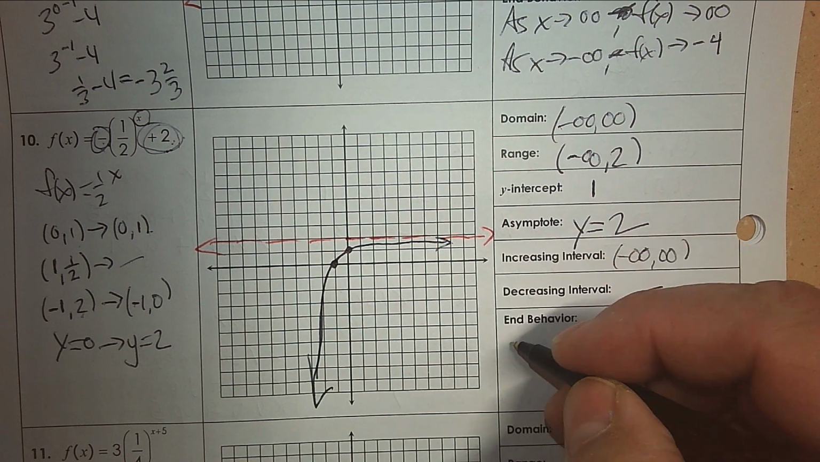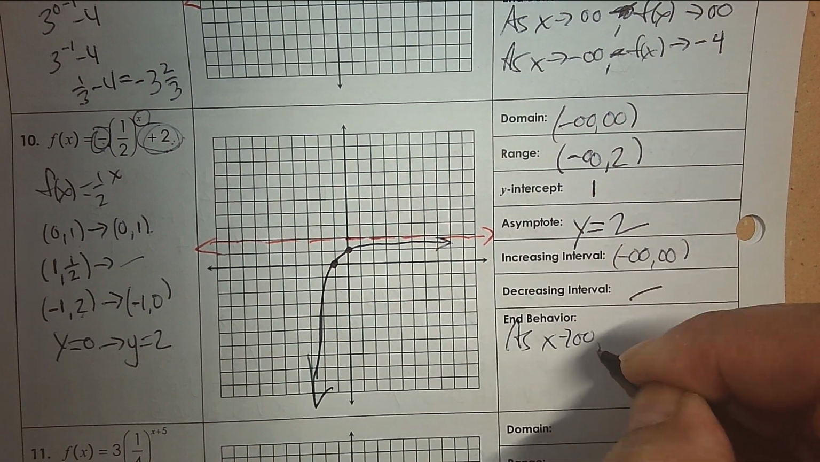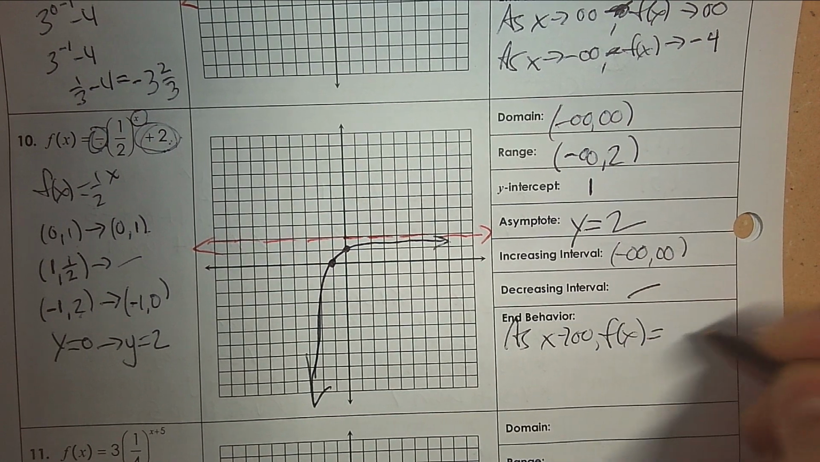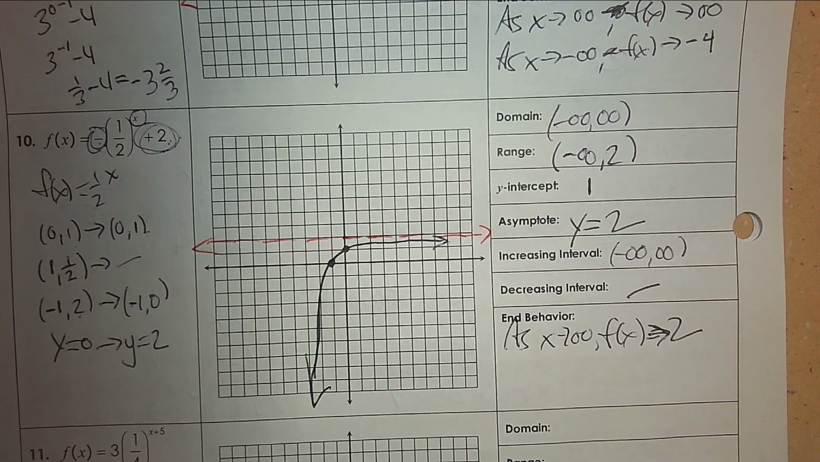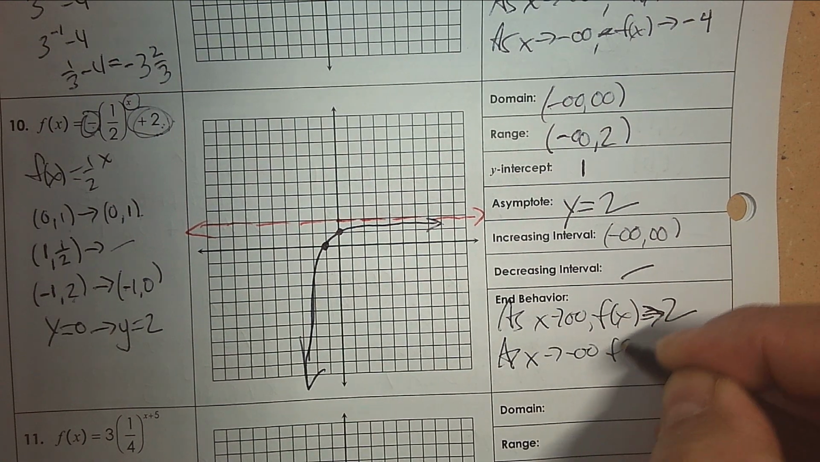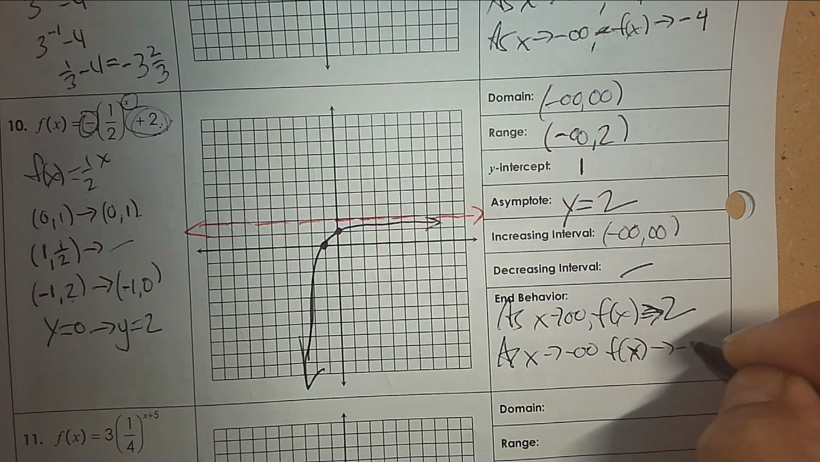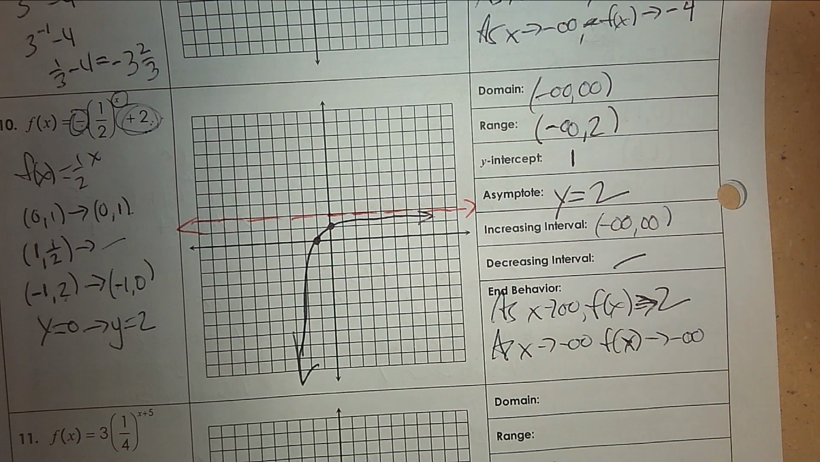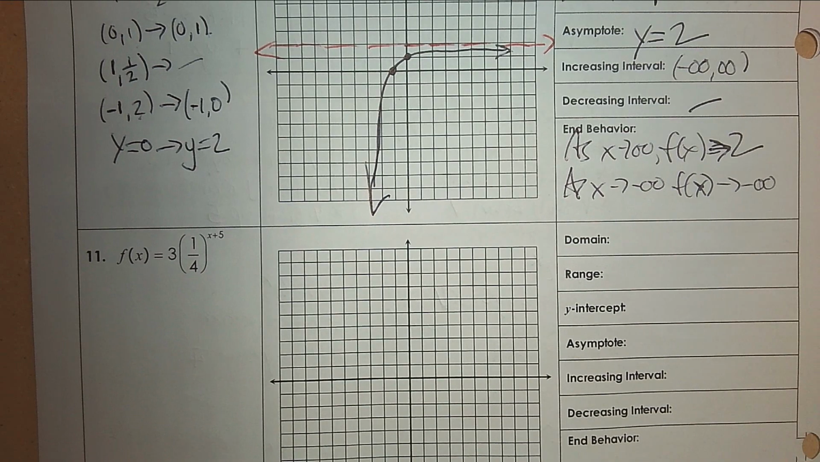End behavior, what's the right end doing? It's going to the asymptote, which is 2. What's the left end doing? It's going to negative infinity. Awesome. All right, number 11.